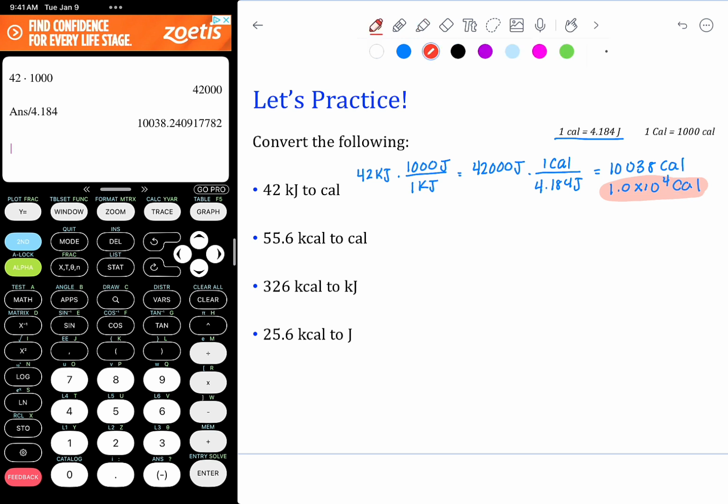Next up, we want to go from 55.6 kilocalories to calories. So we're going to use our second conversion factor here, because uppercase C Calories are kilocalories, and we can use that 1,000 calories to convert. So we'll start with 55.6 kilocalories. And in order to get to calories, we will put 1,000 calories on the top, 1 kilocalorie on the bottom in order to cancel out kilocalories.